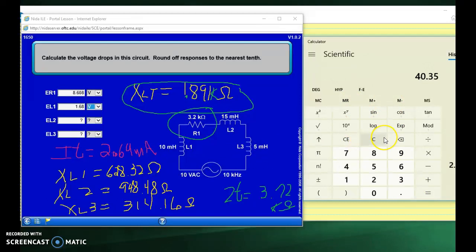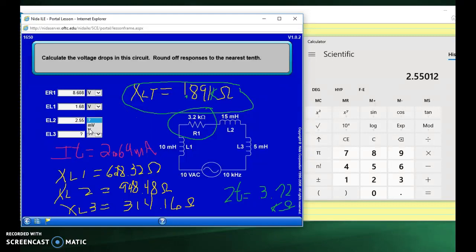Whoops, that doesn't seem right. Oh, I used the wrong value. My bad. I said 15. I was looking at L2. I need the X of L2, so 0.948. This is how easy it is to get confused. And still didn't type something in. I'm trying to be too quick here because we're running out of time. So 0.948 times what's in my memory equals 2.55.